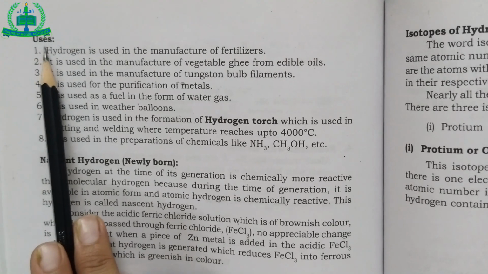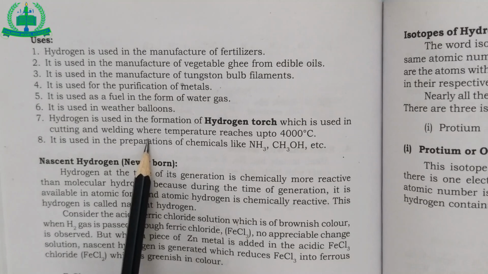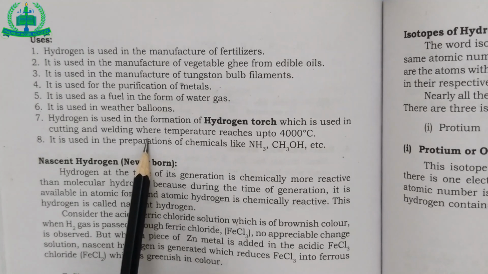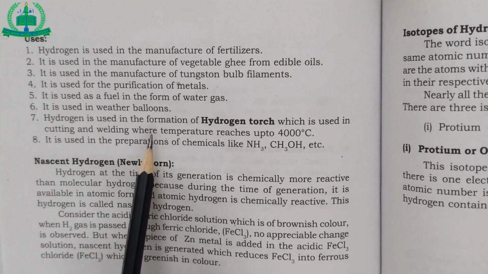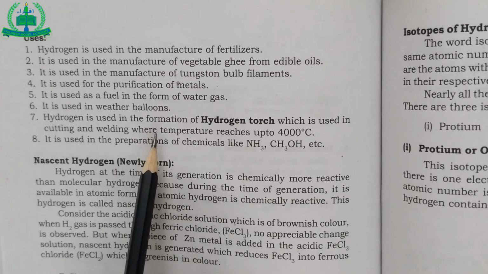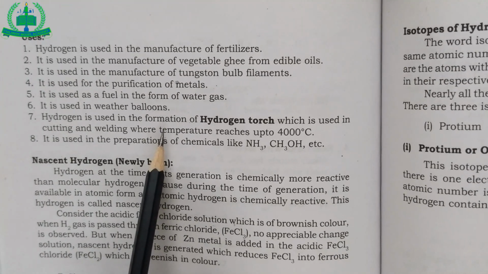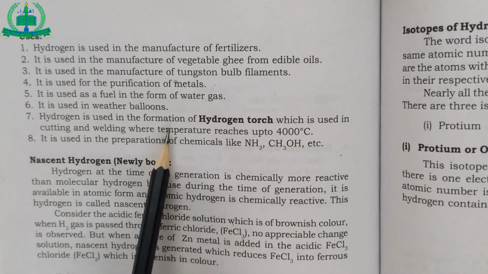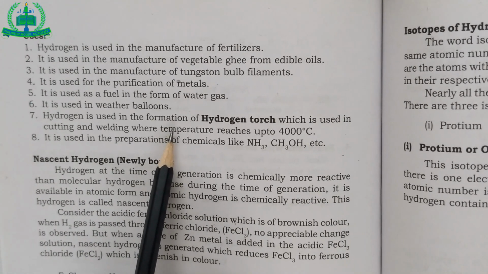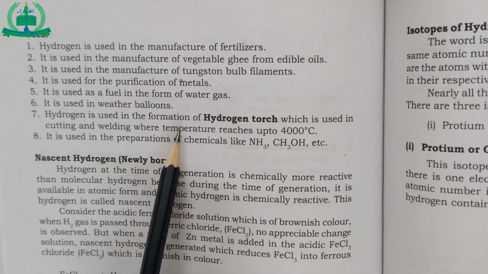Uses of hydrogen. Hydrogen is used in the manufacture of fertilizers. It is also used in the manufacture of vegetable ghee from edible oils. And it is used in the manufacture of tungsten bulb filaments. It is also used for the purification of metals and for the preparation of water gas, which is used as a fuel. Hydrogen gas is also used in weather balloons.